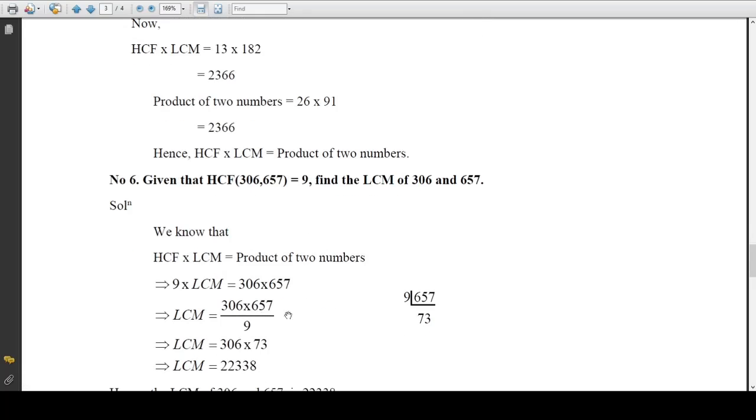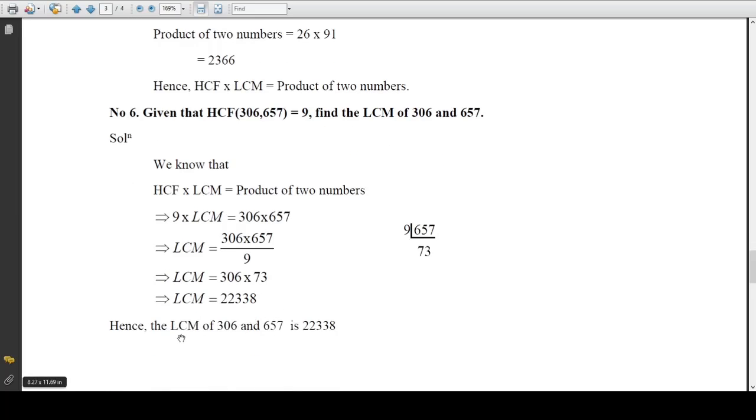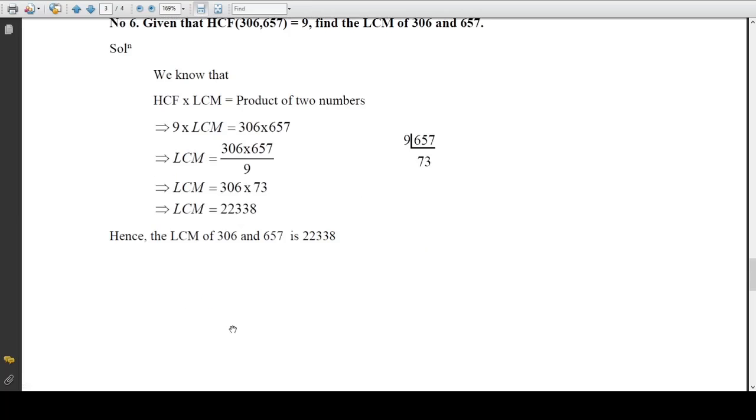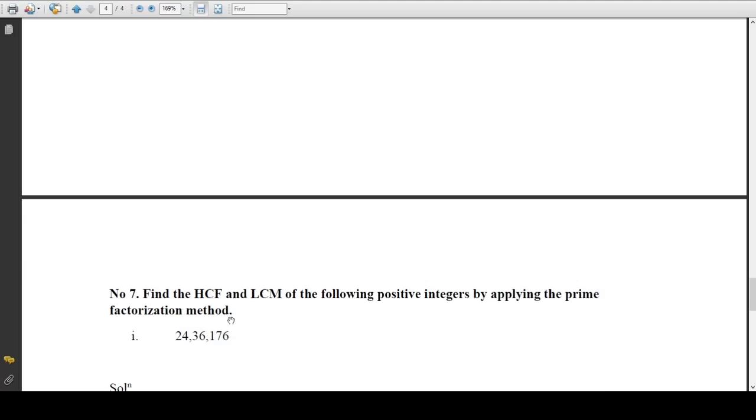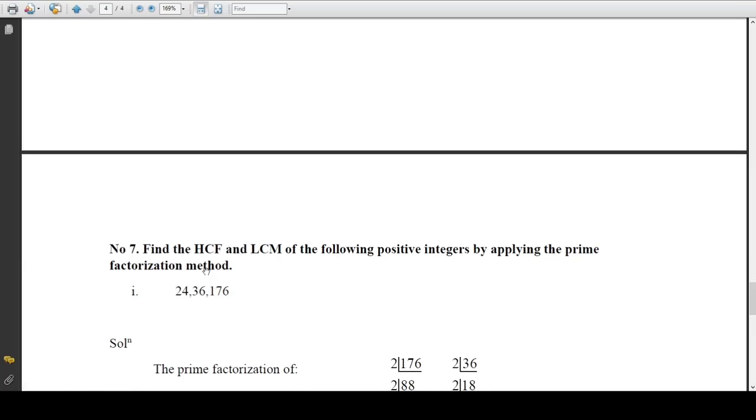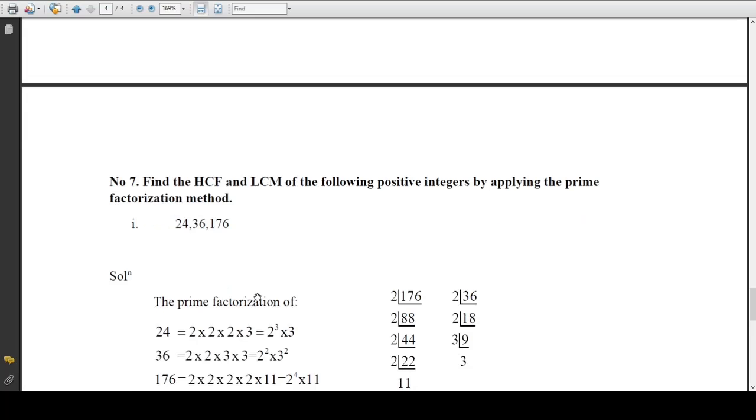Or if you divide 657 by 9, you will get 73. Now 73 multiply 306, you will get 22338 as the LCM between those two numbers. Okay, LCM of 306 and 657 is 22338. Now the next, number 7 from here. Find the HCF and LCM of the following positive integers by applying the prime factorization method. The same thing.